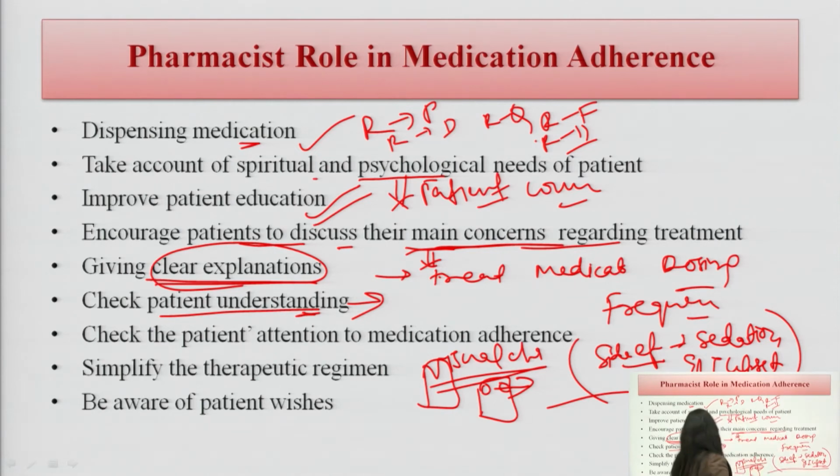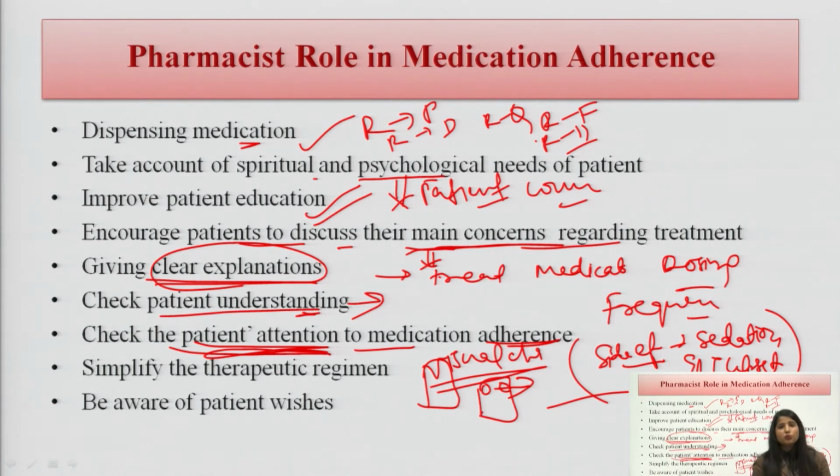So, like this. Now, check the patient attention to medication adherence, and we have to know, this is what we are calling patient beliefs, that how attentive the patient is to the medication adherence. There are many methods by which we can know the medication adherence. We will do it later.